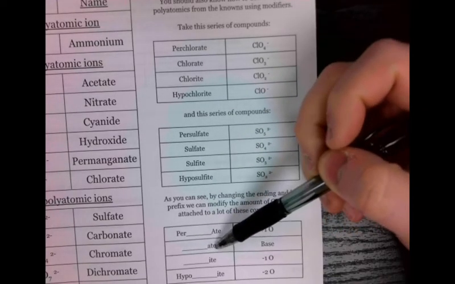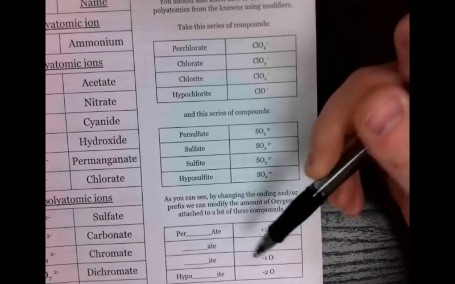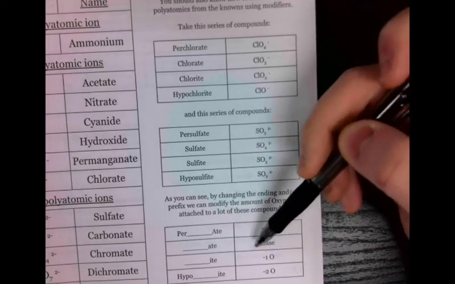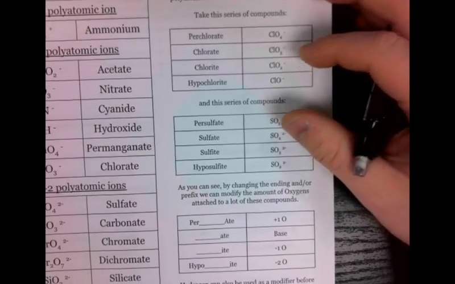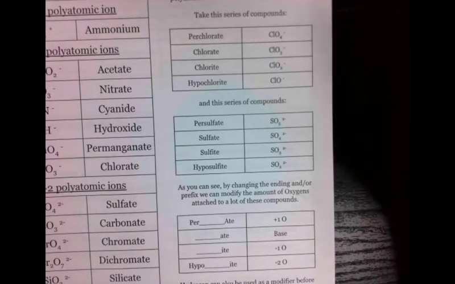So if we assume -ate is the base, which for most of these it is, -ate has a certain number of oxygens. You just have to memorize that. Sulfate is 4, for example. Carbonate is 3. Chromate is 4. Chlorate is 3. So some of them are 3, some of them are 4. You just have to know which ones are which.